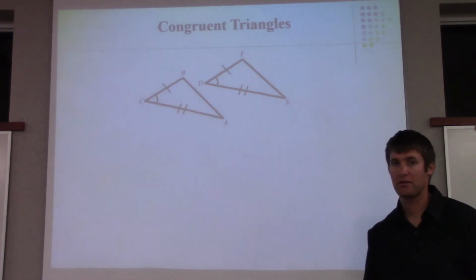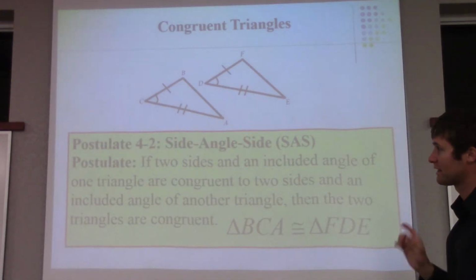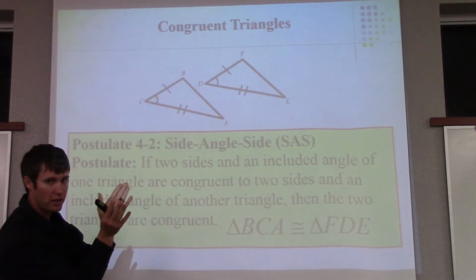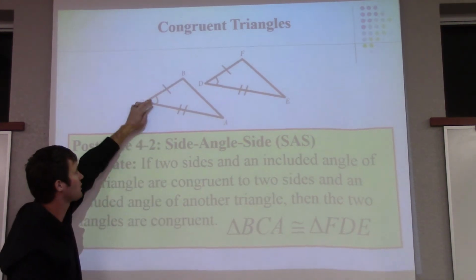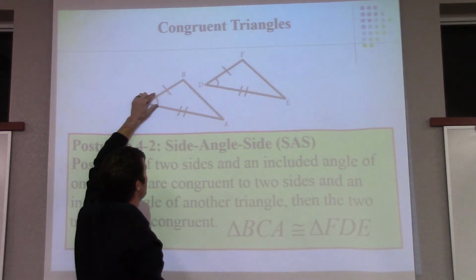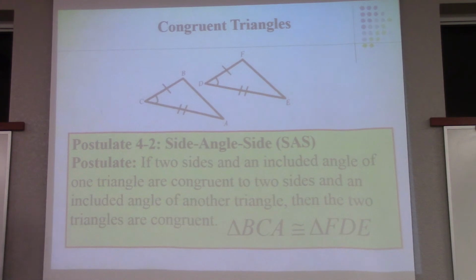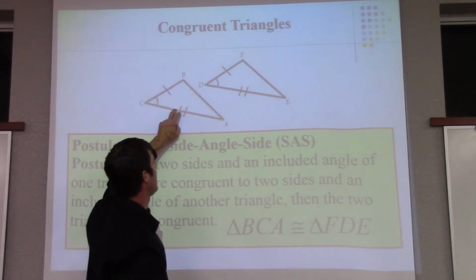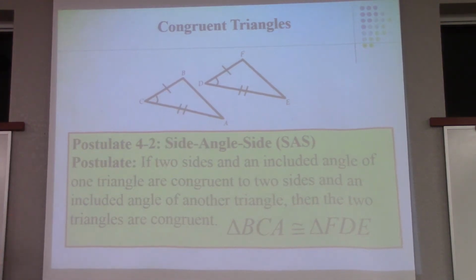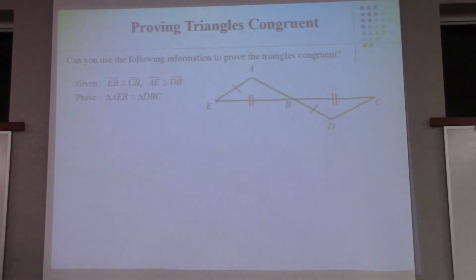The next postulate that we're given is side, angle, side. The angle that's included is between our two sides. It makes them up. So it has to be where these two congruent sides meet. So it would be our vertex. It can't be like side, side, and then an opposite angle. There's another proof along that line, but that's not what we're going through. So side, angle, side: two sides and the included angle.